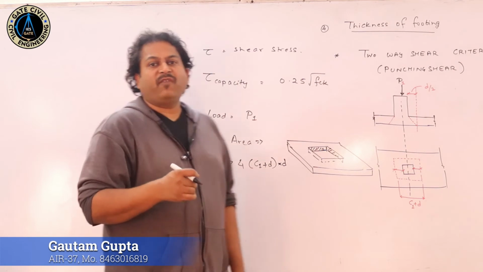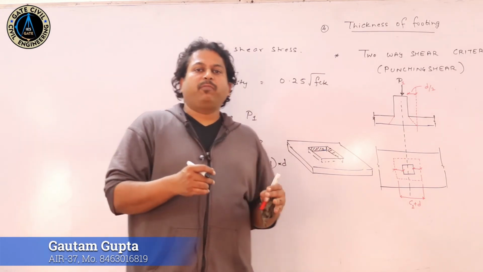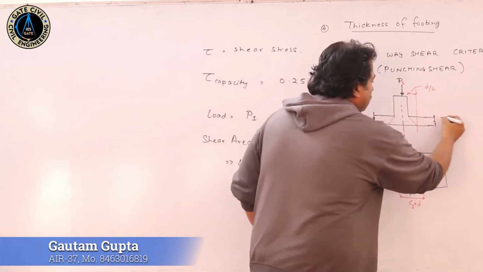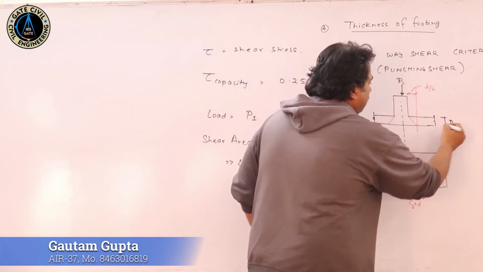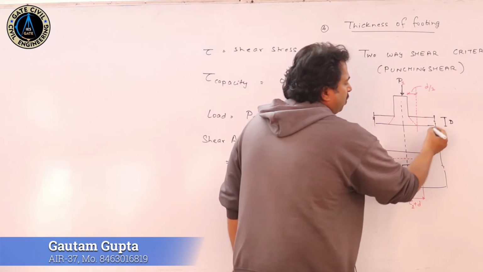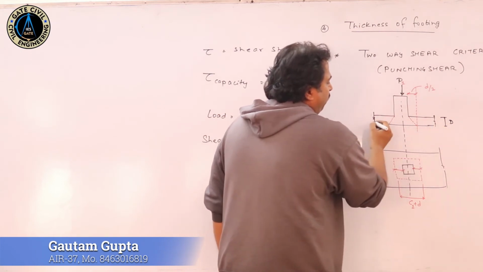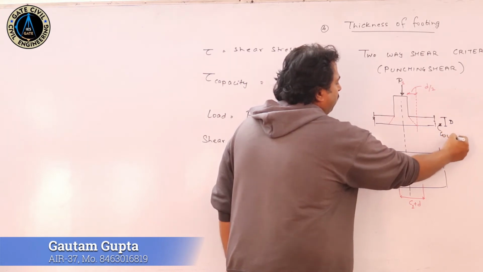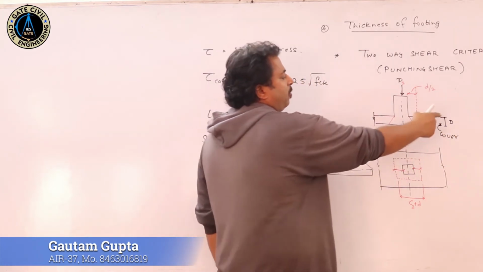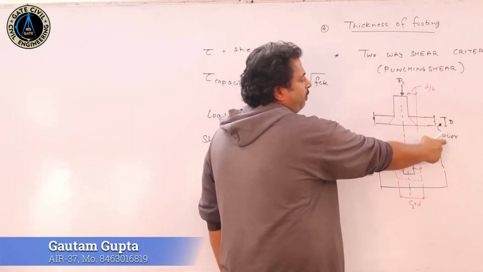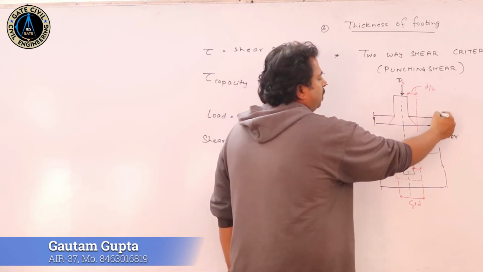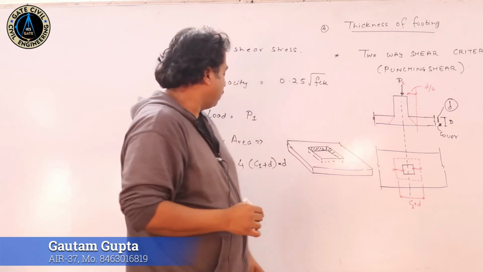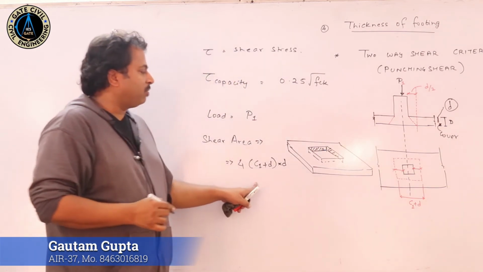Small d is known as the effective depth. Effective depth means the complete depth, that is capital D, the complete depth, minus some cover. So if we remove this cover, that is the cover to the reinforcement, from the total depth, the remaining part becomes small d, that is known as the effective depth. So it is based on the effective depth calculation.